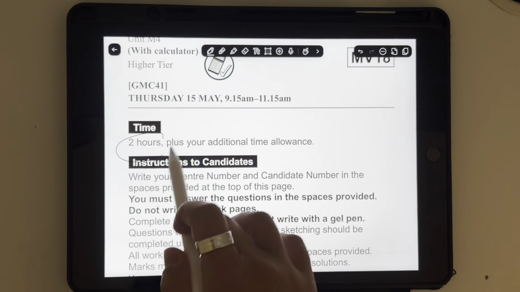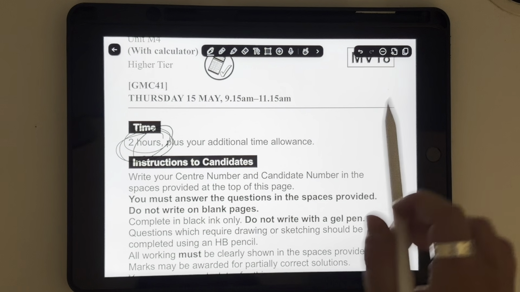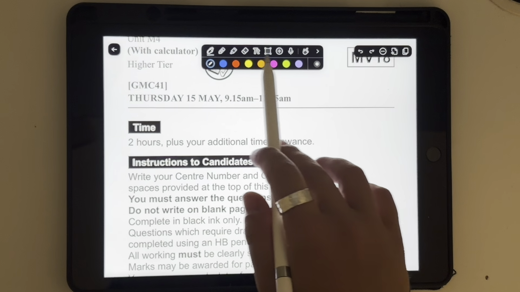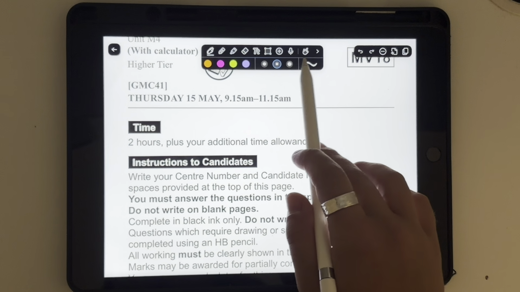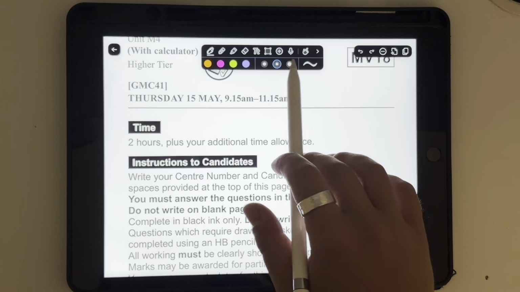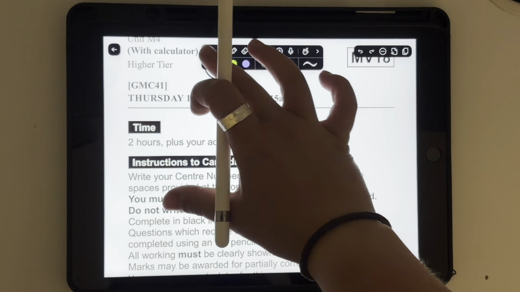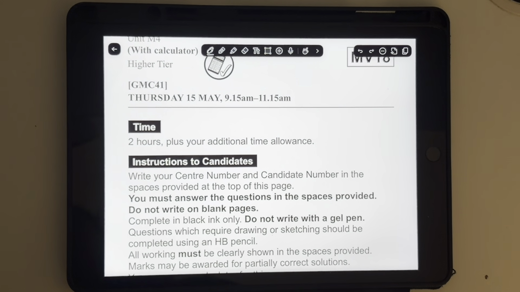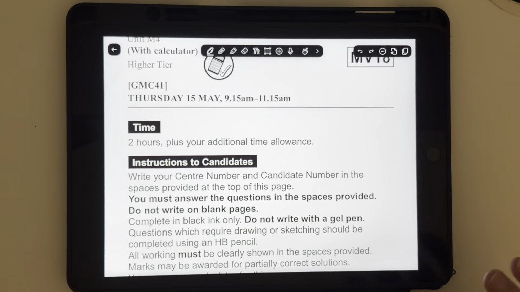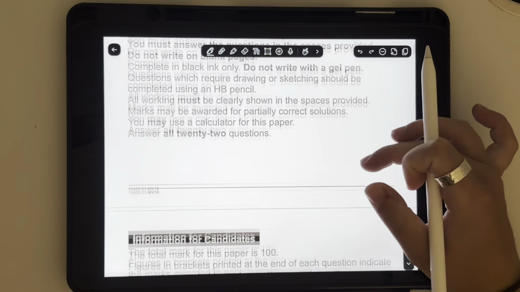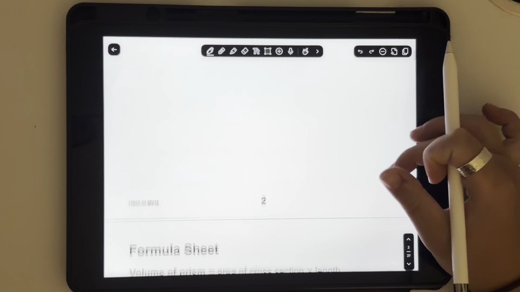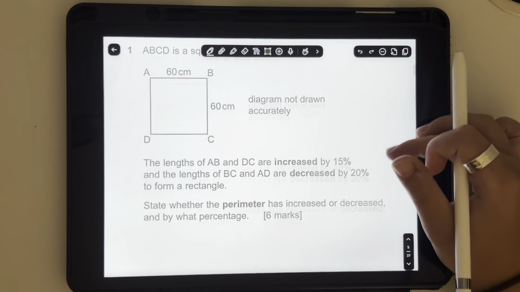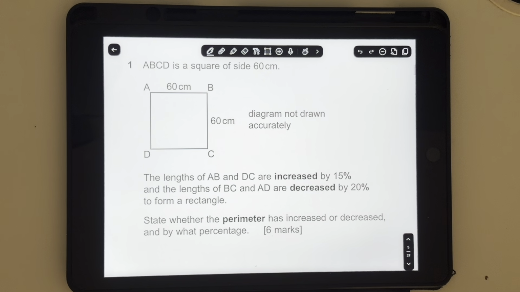This is supposed to be a 2-hour paper. I'm hoping that it won't quite take me the full 2 hours, but we'll see what happens. Yeah, let's just get into it. If it's taking me ages, I might split this video into 2 parts because I don't want it to be too long. This is the Northern Irish exam board. This is the formula sheet you get with some different formulas on it. But yeah, let's go.